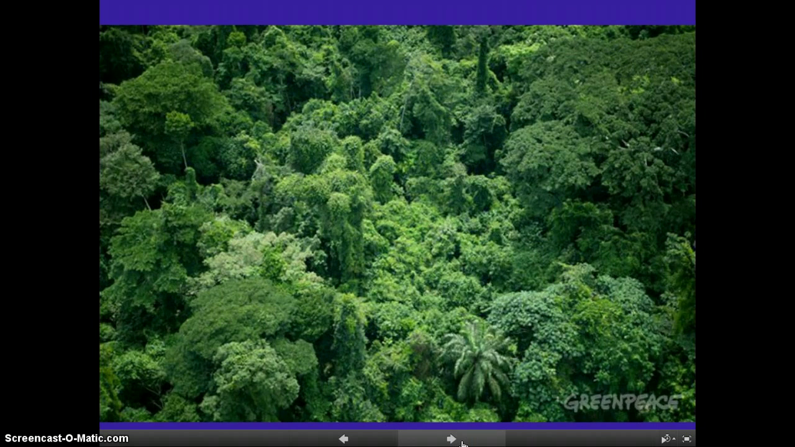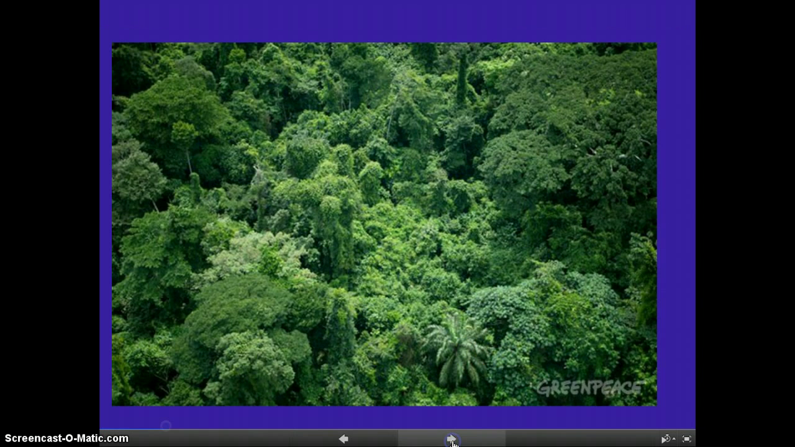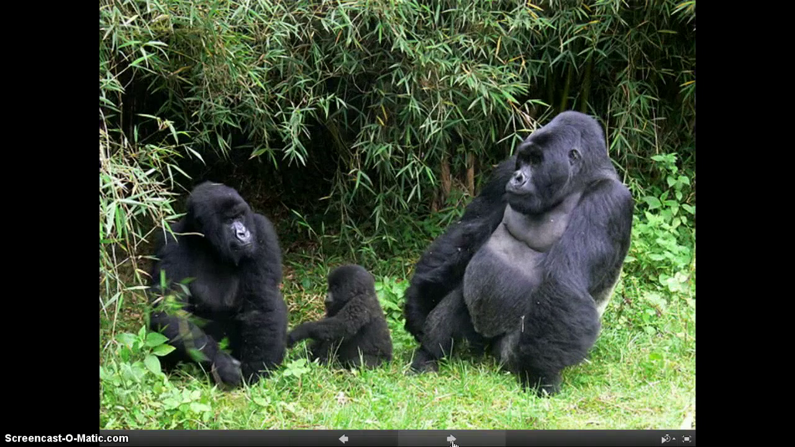The Democratic Republic of the Congo, DRC, is mostly made up of rainforests. And this is kind of what a rainforest would look like from the air. Looking down into it, you can see that it's very thick and you can't really see beneath what's called the canopy. And one of the most notable animals found in the rainforest of DRC are the gorillas. You see a family of gorillas here.